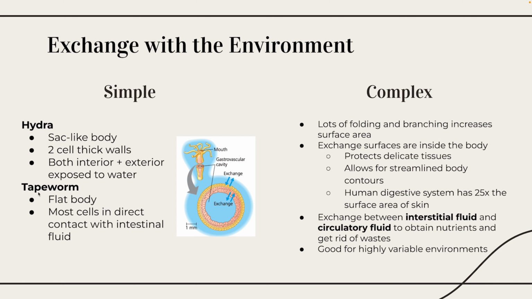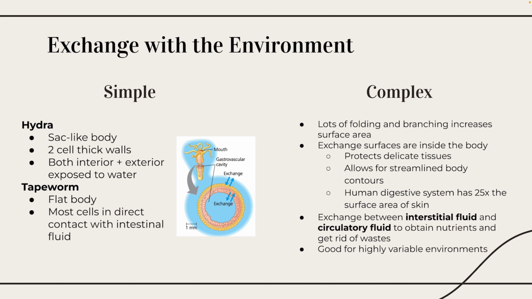It's the same situation with a tapeworm, but instead of having a sac-like body, they have a flat body. Since they have a flat body, most cells are in direct contact with the intestinal fluid of whatever animal they're living in. For complex body plans, you're going to have a lot of folding and branching that increases surface area. A benefit of exchange surfaces being inside the body is that it protects delicate tissues. It allows for streamlined body contours. Just as a reference, the human digestive system has 25 times the surface area of your skin, and you have a lot of surface area of skin, right?